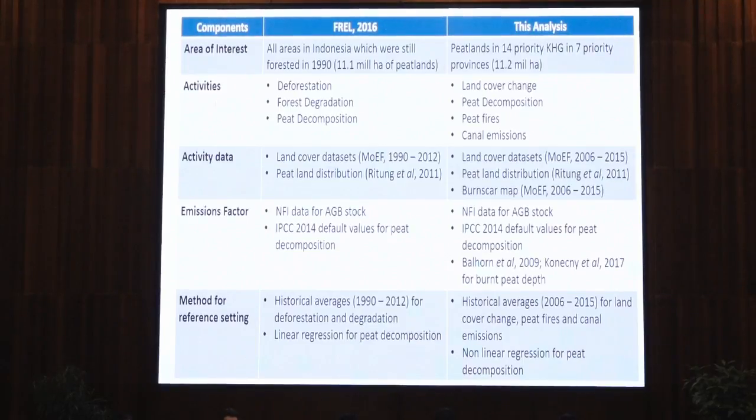And the activities, yeah, REDD+ is focusing on deforestation and forest degradation, but they also include the peat decomposition as well. But in our analysis, we use land cover change. It means we include the deforestation, forest degradation, but not only that, we also include the regrowth of the forest or carbon stock enhancement. And we also include the peat decomposition, same as in FREL, but we include peat fires and canal emissions.